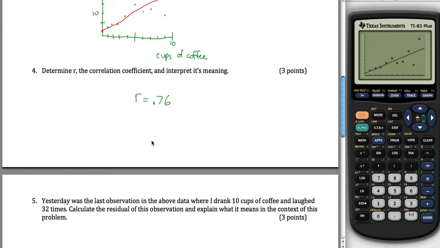Determine r, interpret its meaning. Okay, it's positive, so we have positive correlation. 0.7, that's kind of on the borderline. I don't know, maybe moderately strong.